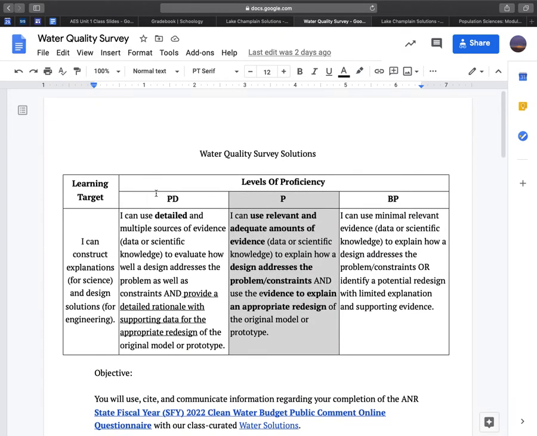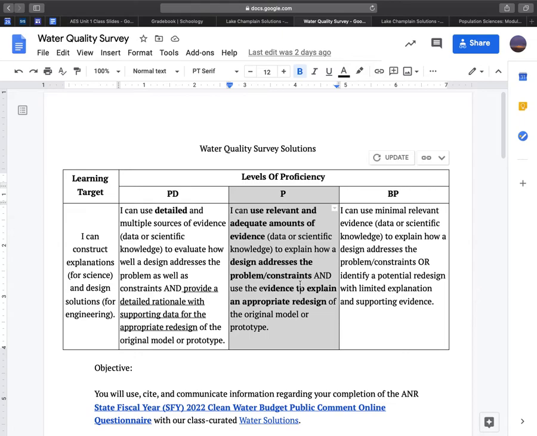Now, for those of you who are really thinking about your assessment and your grade on this project, the real big difference between a PD and a P is really thinking about how well you're able to rationalize and justify and support your solution and your choices within both the tables and your proposed project to the ANR. Proficient is really looking at just being able to use sufficient amounts of evidence to explain a solution.